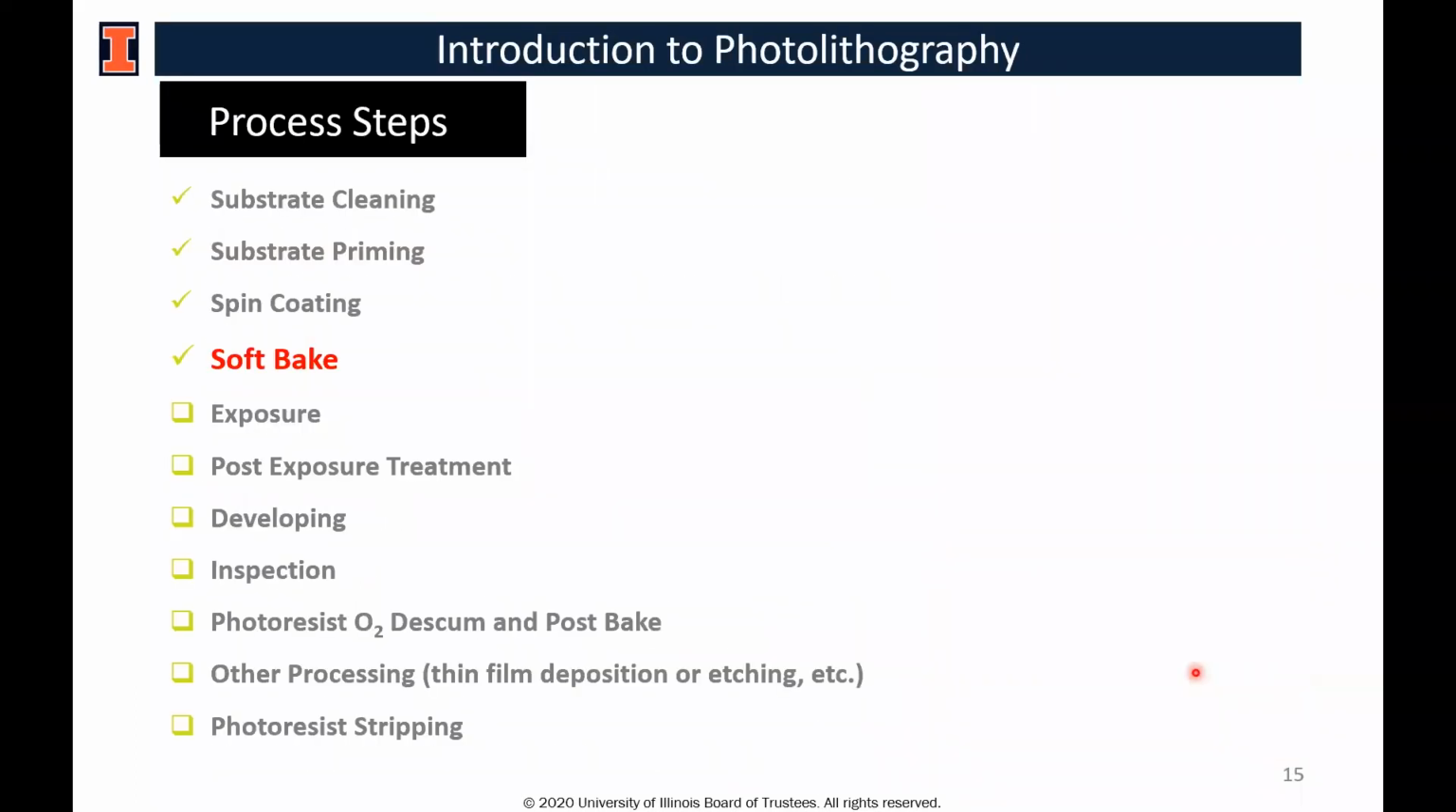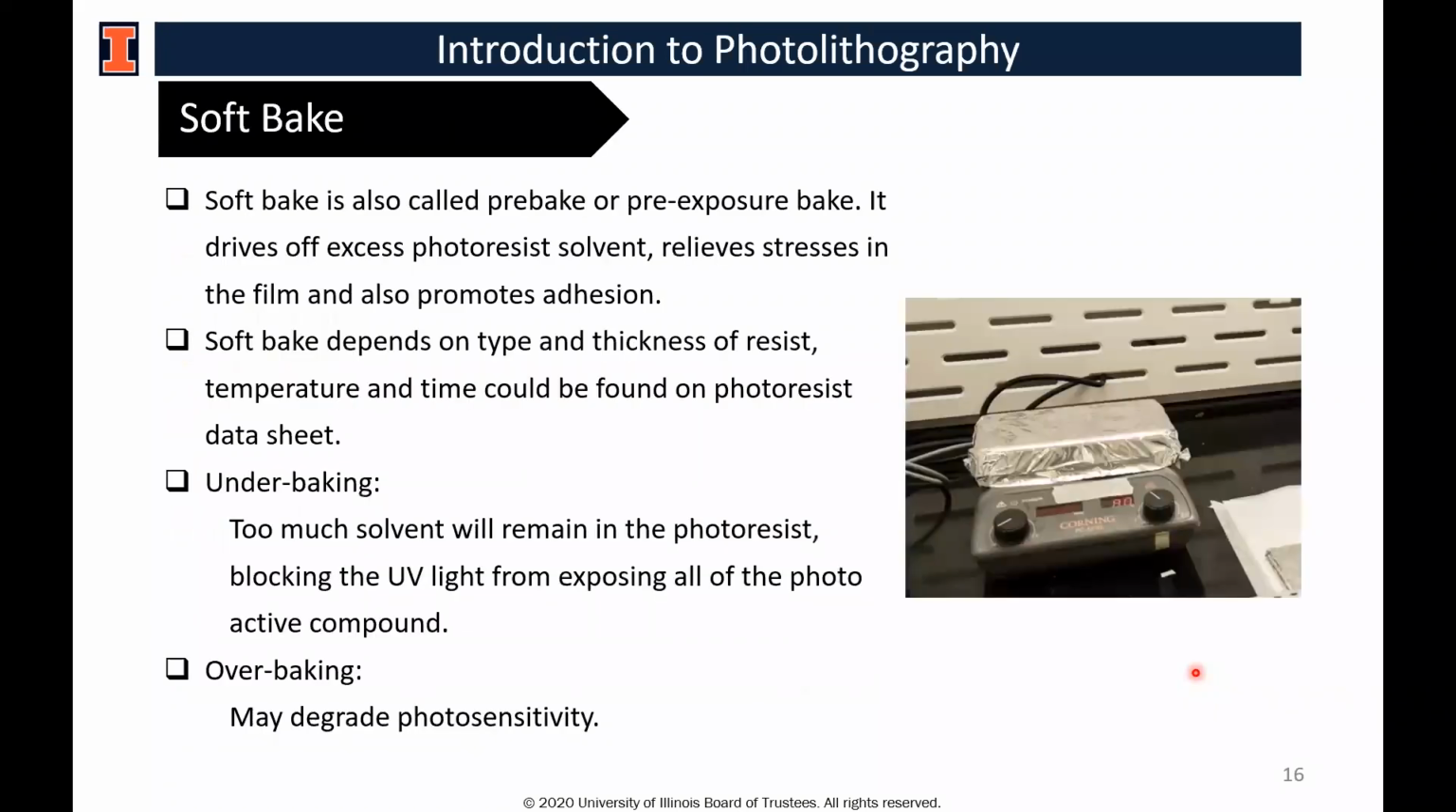After the photoresist spin coating, it's still liquid, so your substrate surface is actually sticky. You cannot work with it. You cannot directly put it in a liner. You need to solidify the photoresist. You need to make it glassy. That's why you need soft bake. Soft bake is also called a pre-bake or pre-exposure bake. And it drives off excess photoresist solvent. It can also relieve the stress in the film, and it can also help promote the adhesion of the photoresist.